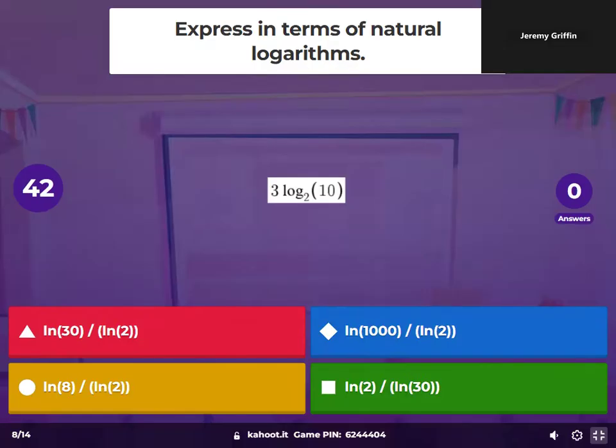3 log base 2 of 10. Can you do change of base?